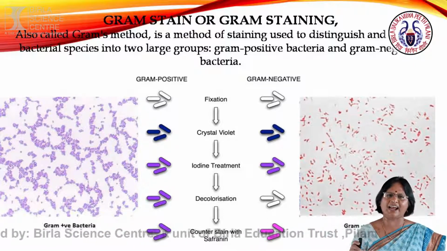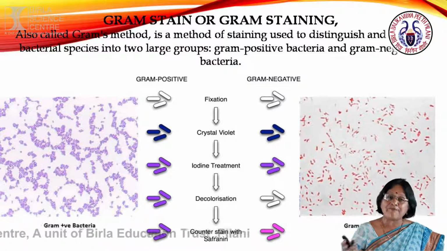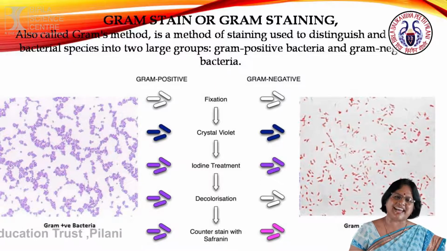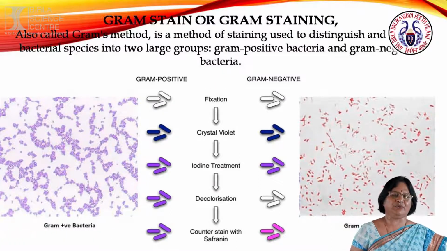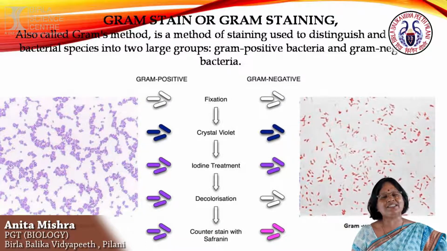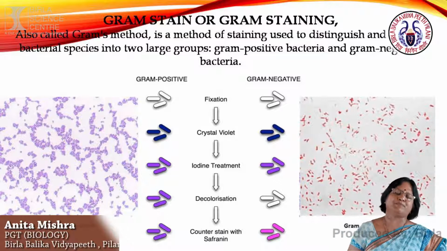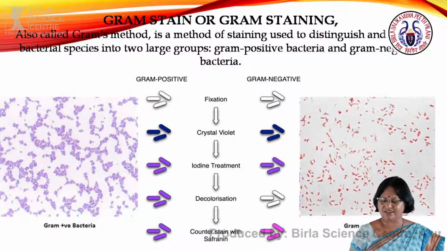Then we will add a decolorizing agent, which is alcohol. After adding alcohol, there are a few bacteria which still retain their stain. Such bacteria are known as gram-positive, and the ones which get decolorized after treating with alcohol are known as gram-negative bacteria. You can see on the slide. Now we are done with the three cell envelopes which are present around a bacterial cell.